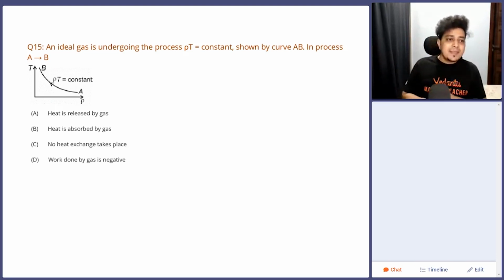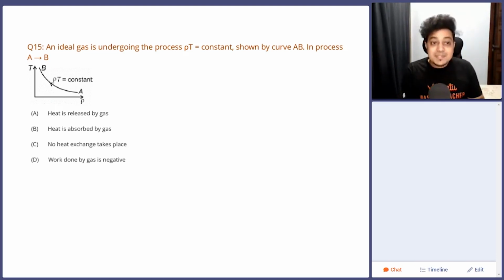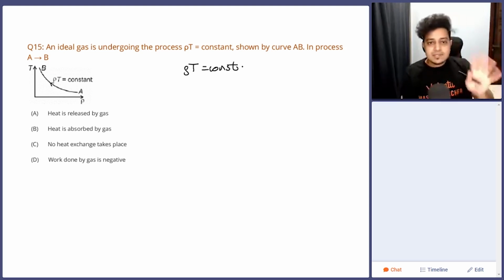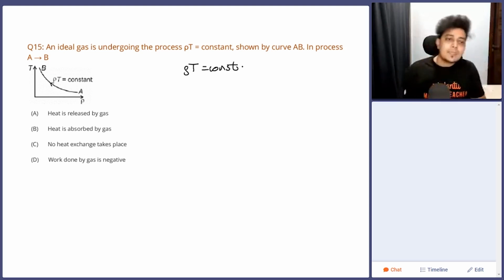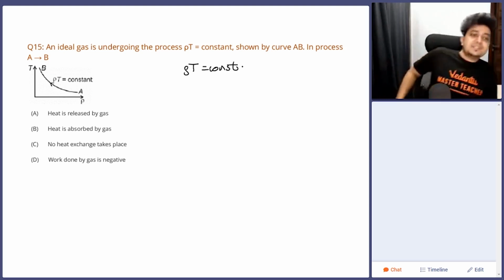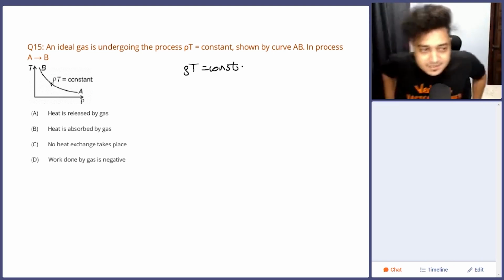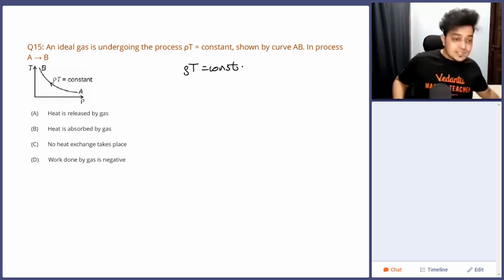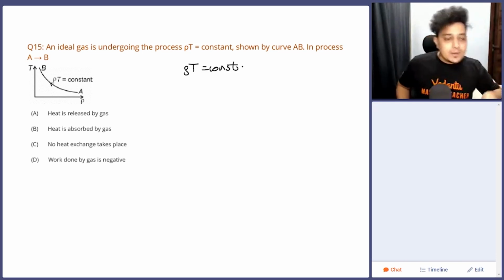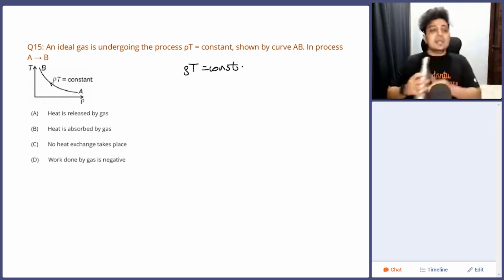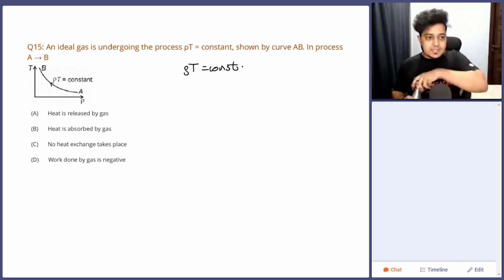Let's go, next question. In an ideal gas undergoing a process, rho into T is constant. Rho is density here. Density into temperature is given as constant, shown by the curve A to B. As the density decreases, temperature increases. That's the variation. Process is from A to B. Now we have to describe the process. Is it heat released by the gas, heat absorbed by the gas, net heat exchanged, no heat exchange in this entire thing, or work done by the gas is negative? We have to comment on these parameters.